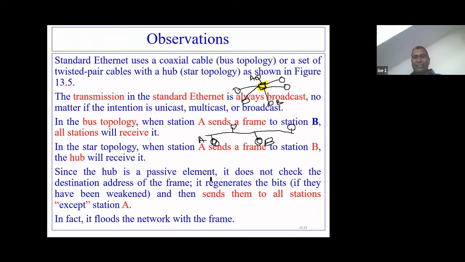It does not check the destination address of the frame. Simply it will regenerate the bits, zeros and ones, and send it to all the stations except the station where it is coming from. If the frame is coming from A, the hub will send the frame to this station, this station, this station, this station, and this station, except station A. This is what has to be understood. So basically, the hub is actually flooding the entire network with the frames.